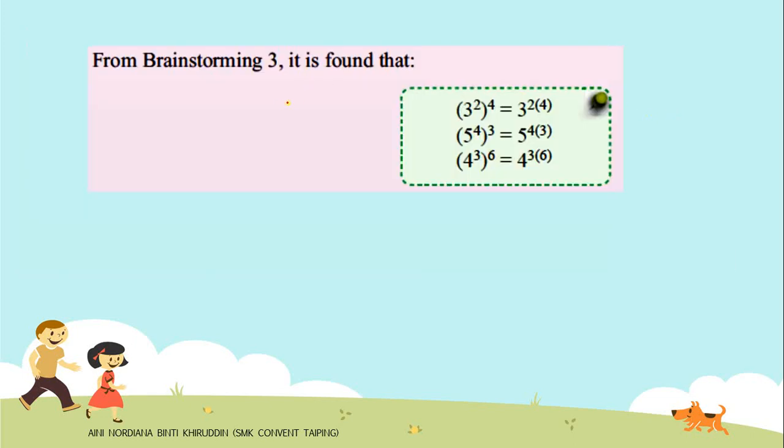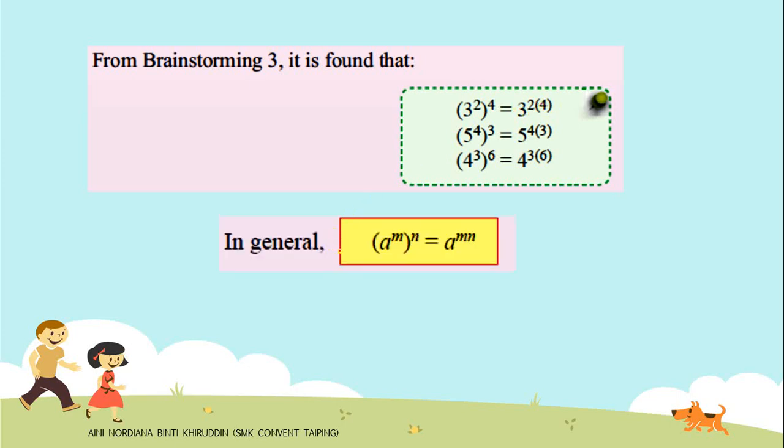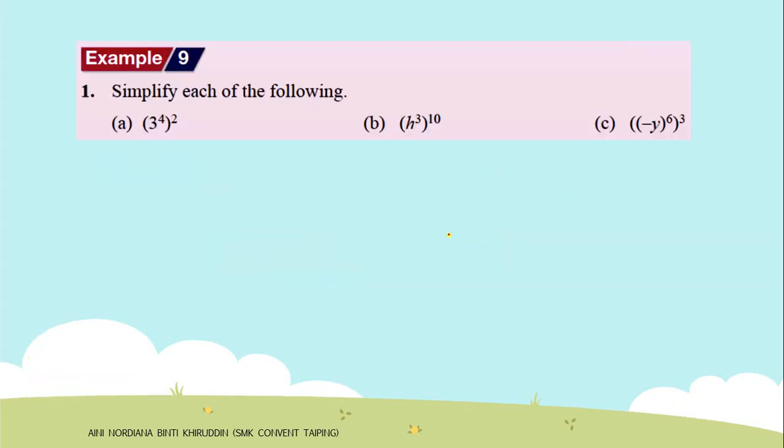So it is found that 3 squared to the power of 4 is actually 3 to the power of 2 times 4. So in general, a to the power of m, to the power of n, is equal to a to the power of m times n, mn. Okay, simplify each of the following. So you just multiply the powers.